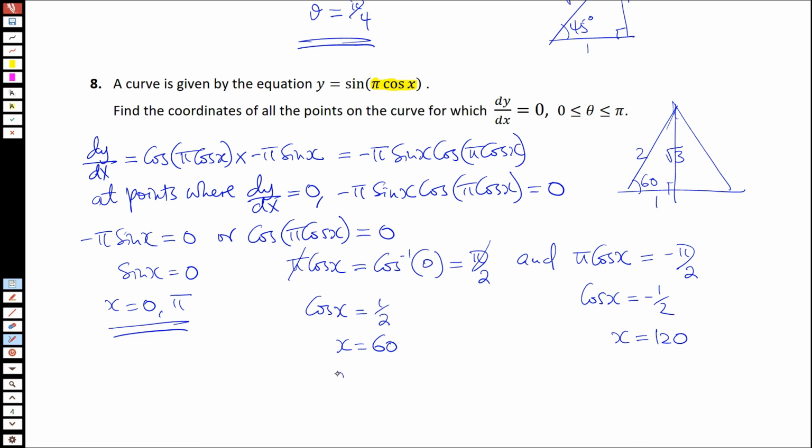And in terms of radians, this will be 60 pi over 180, which is the same as pi over 3. And here 120 pi over 180, which is the same as 2 pi over 3. And basically, those will be the required solutions.